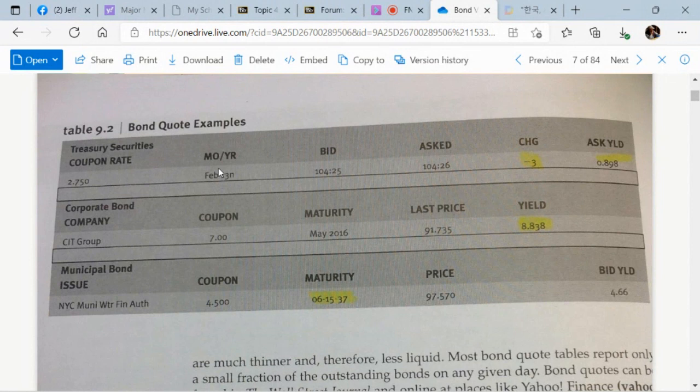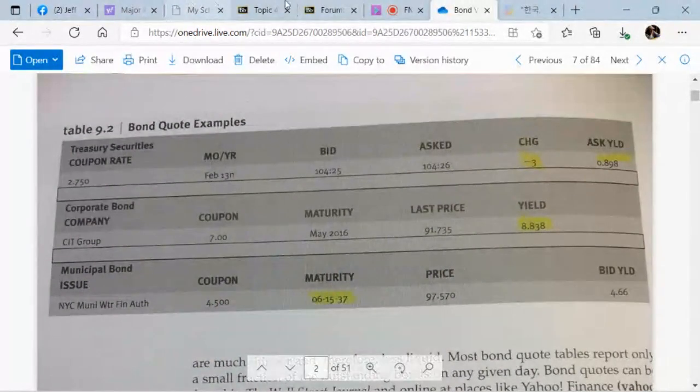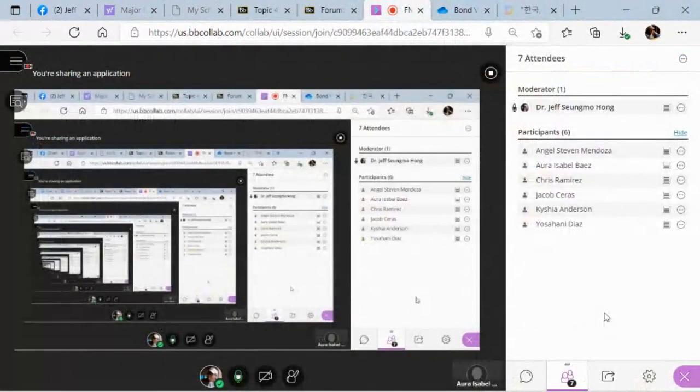Can anybody tell me what the names of treasury securities are? Treasury security is a collective name, calling all of them, but individually, for short-term, intermediate, and long-term, the names are all different. So can you tell me what these different names are? Anyone? No one? Okay.